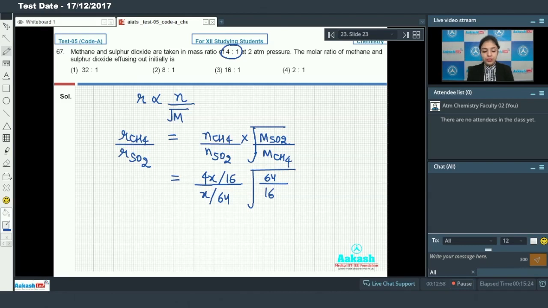And molar mass of SO2 is 64 and molar mass of CH4 is 16. And the rate for CH4 we can also write like this: number of moles of CH4 diffusing out per unit time, and here you have to calculate at a particular time. So it is equal to number of moles of CH4 diffusing out divided by number of moles of SO2 diffusing out. So it is equal to 32 by 1. So the ratio will be equal to 32:1. So option number 1 is the correct answer.